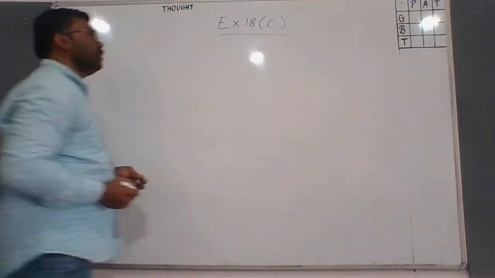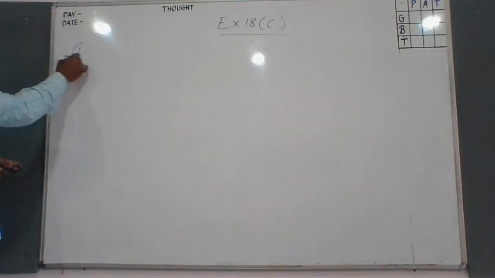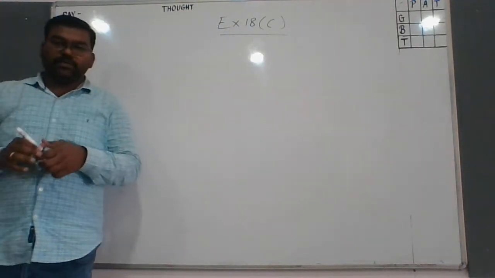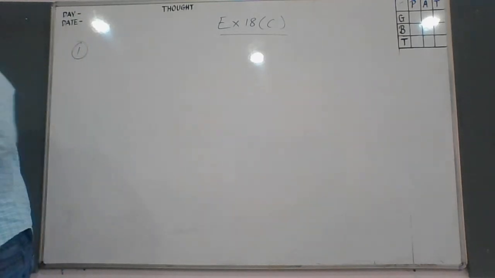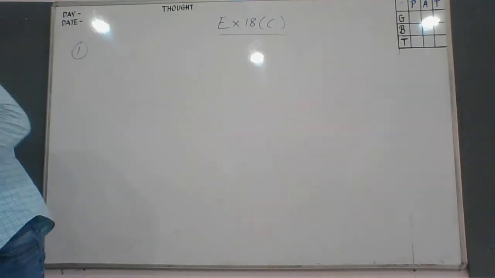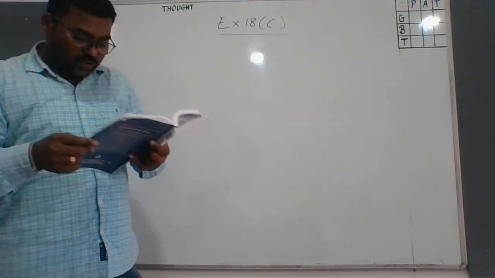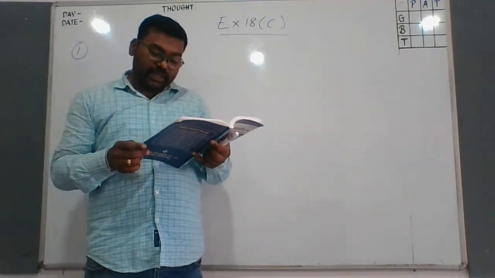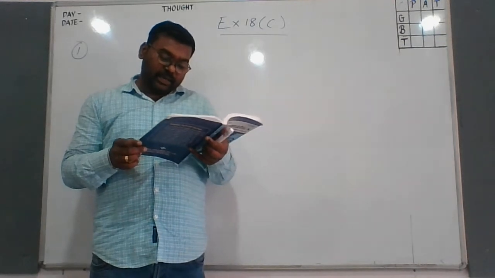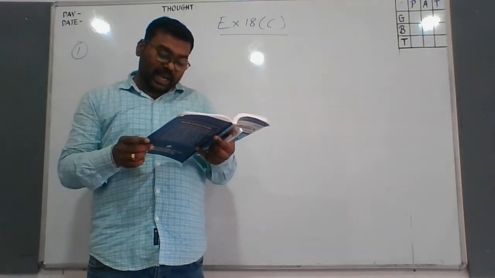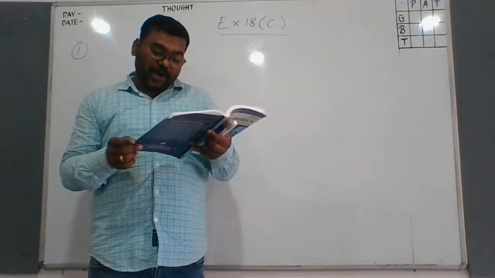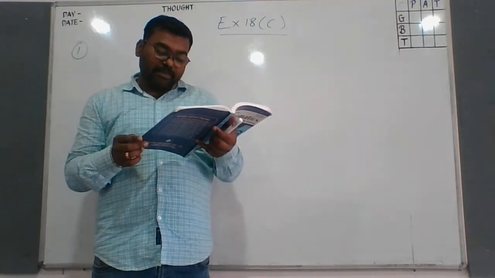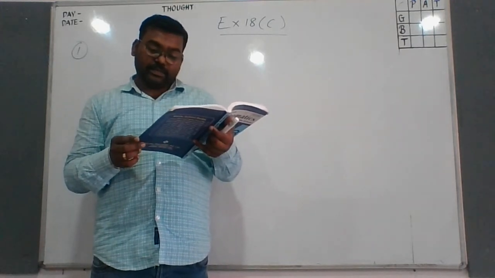Exercise 18C. Question number 1. What is the question number 1 given to us? Draw the line AB 6 centimeter. Mark a point P anywhere outside the line AB. Through the point P, construct the line parallel to the AB.